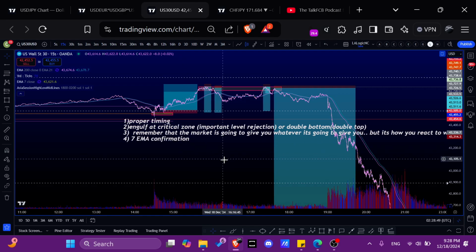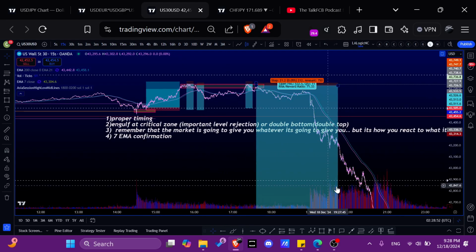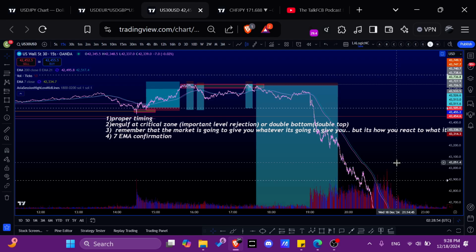We can again try to wait for 5 different confirmations, but the market may not give you all 5 confirmations. It's just going to give you what it's going to give you, and it's whether you're paying attention or not to what it's telling you.